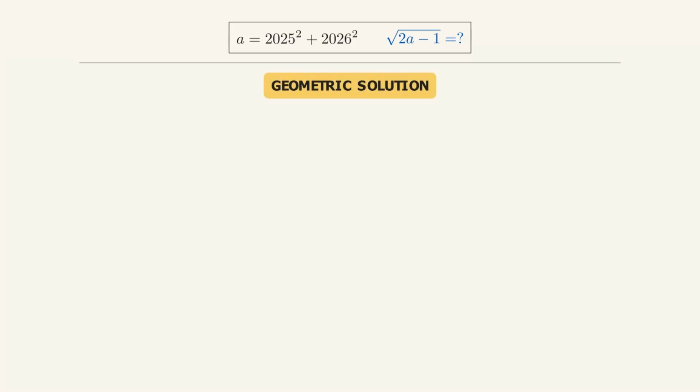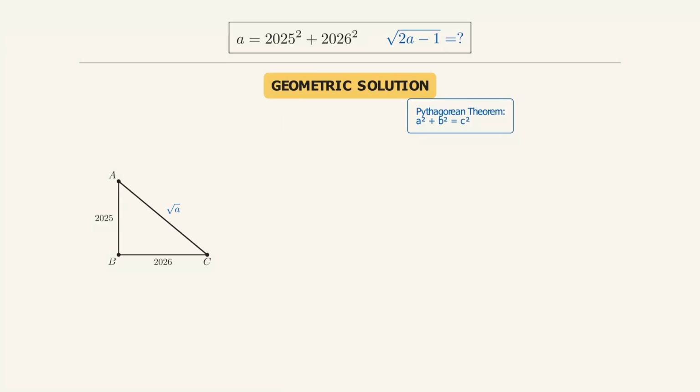Now let's use geometry to solve the problem. Build a right triangle with legs 2025 and 2026. As a quick refresher, the Pythagorean theorem says that for any right triangle, squaring the two short sides and adding them gives the hypotenuse squared. So here, the hypotenuse is simply the square root of a.